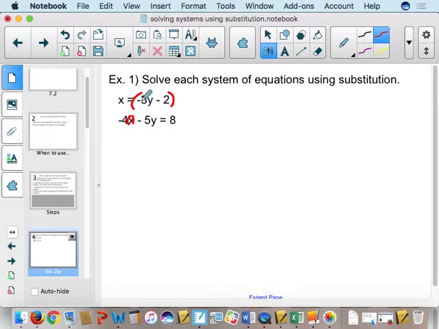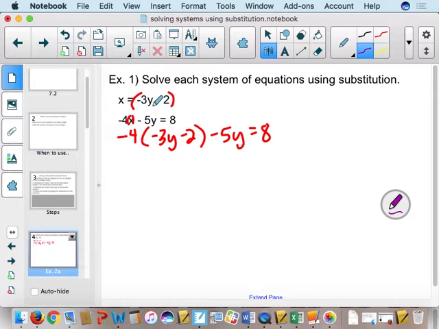So algebraically, I cannot work with these two equations by themselves because there's more than one variable. But I can use them together and find a value. So we're going to rewrite this bottom equation. It's going to say negative 4, open parenthesis, and we're going to take that chunk and plug it in. Negative 3y minus 2, close parenthesis, minus 5y equals 8. So we rewrote that bottom equation. We took what x equaled and we plugged it in for x. So that's the first part of step 2.